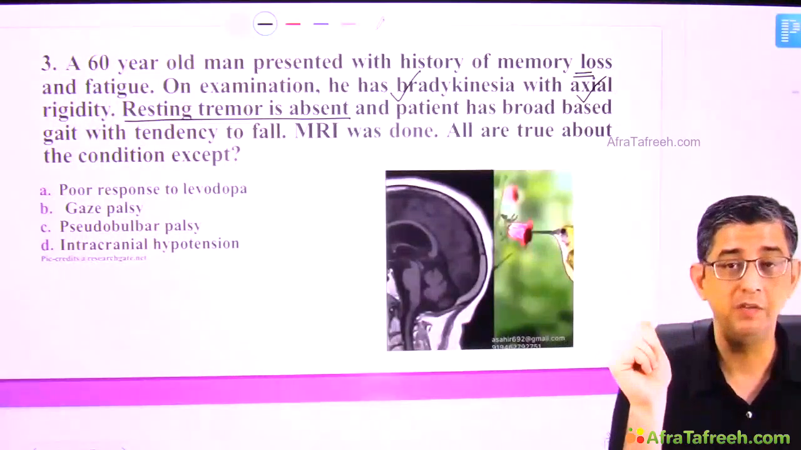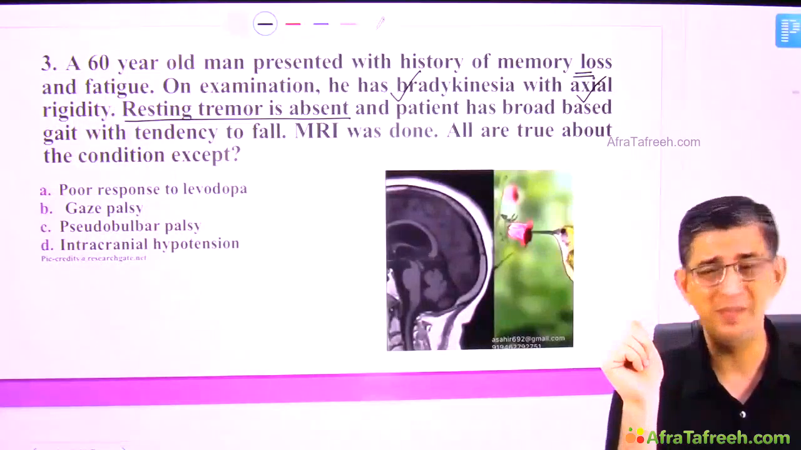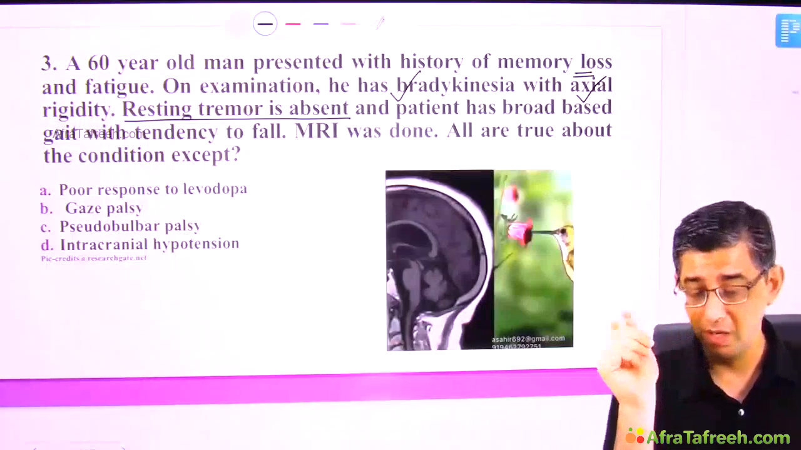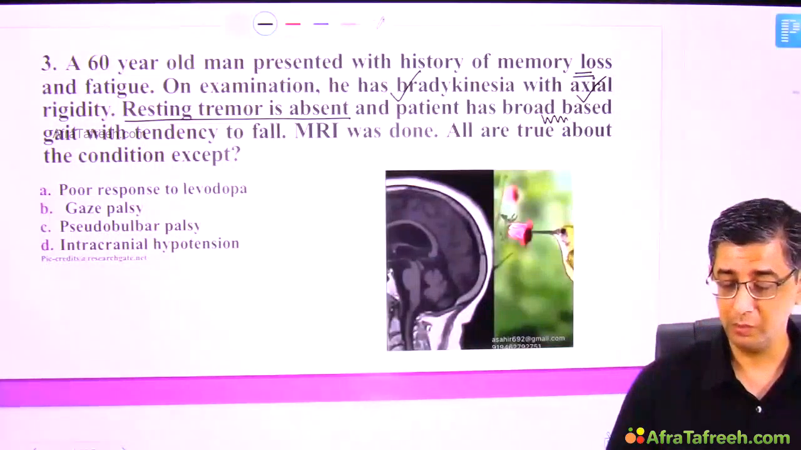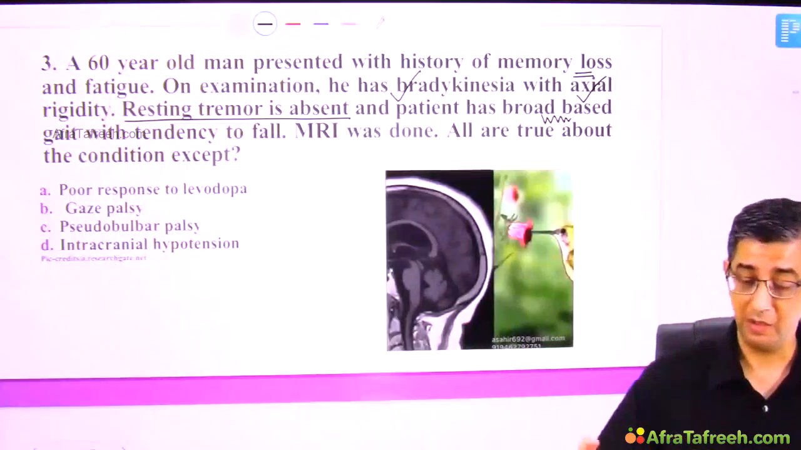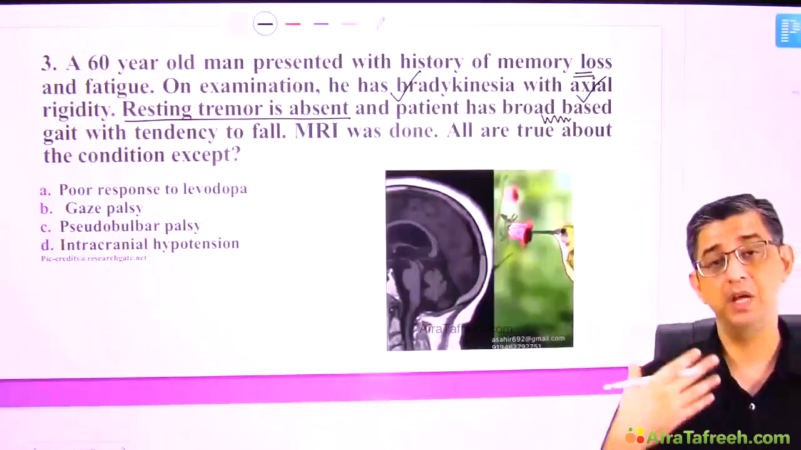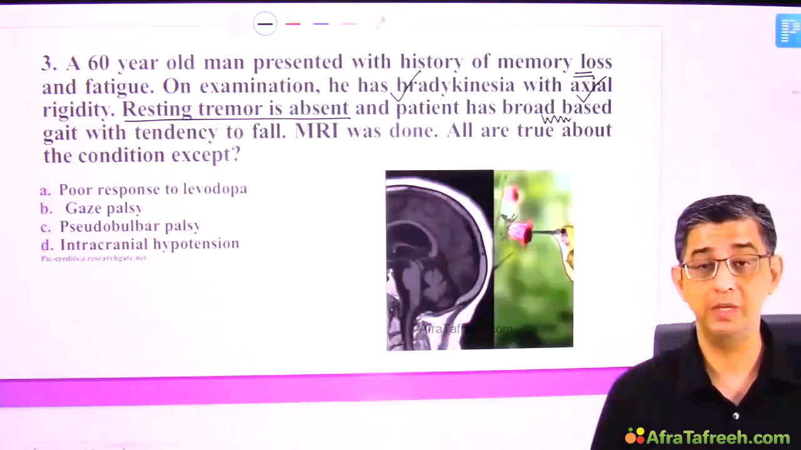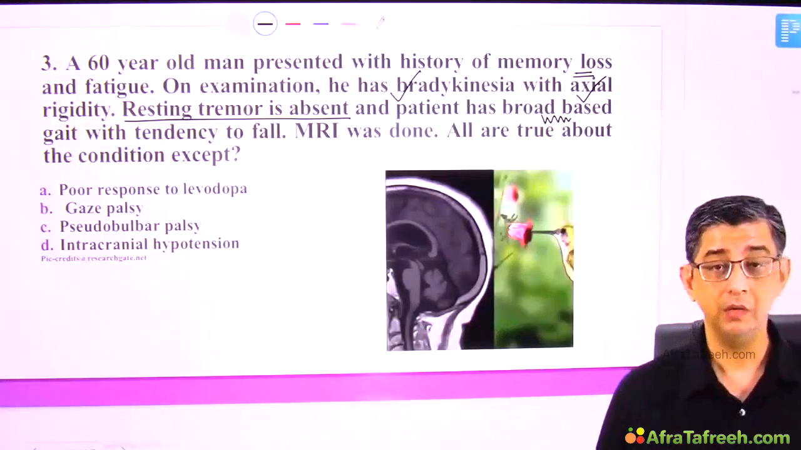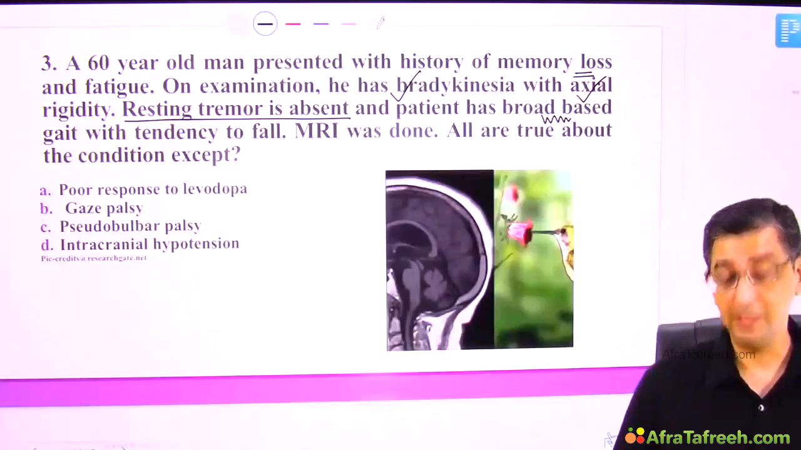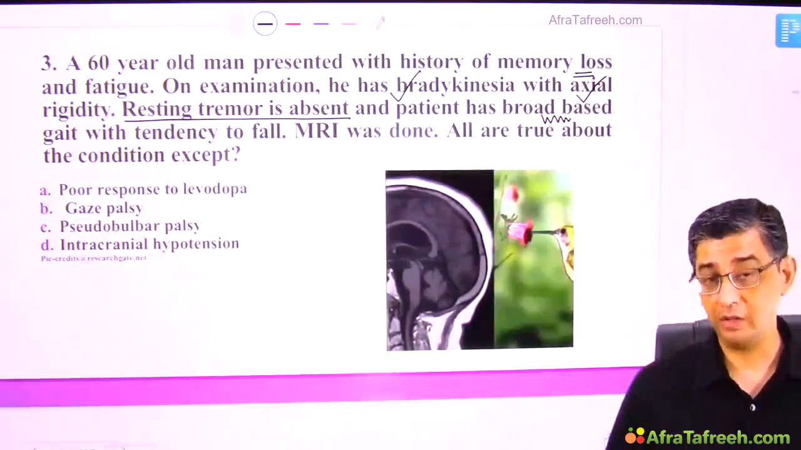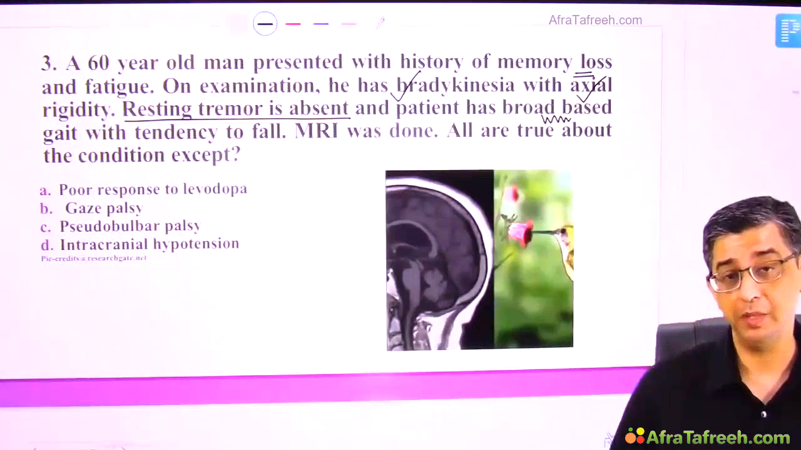The question says he's having a broad-based gait with a tendency to fall. Well, Parkinsonism patients tend to have a festinating gait, where feet are kept close together. So there's something fishy about this MCQ, because on one hand, he has mentioned a feature related to cortical damage. Second, he has mentioned basal ganglia damage. Then he's also mentioned some features related to probably a cerebellar impact also. The MRI head of this patient was done, and he's giving you a two-step question where he is first asking you regarding the diagnosis and then asking you to pick up the wrong statement.